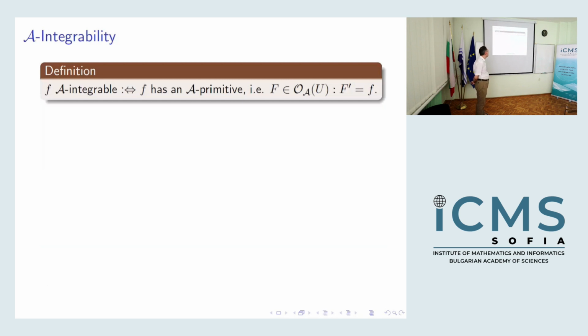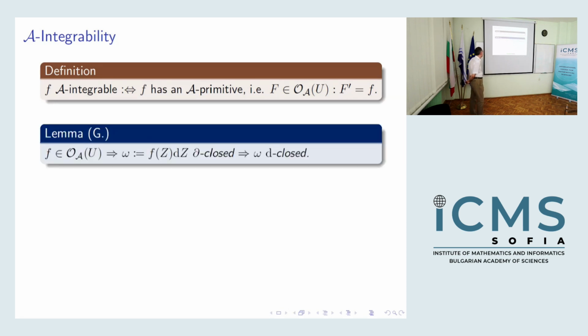Right, and so talking about differentiability, let's have a look at integrability. And so we call f A-integrable if f has a primitive, simply a differentiable antiderivative. And to answer the question of integrability, there is a small but very crucial lemma here that tells us that if f is A-holomorphic, then the associated A-valued one-differential form of f is del closed and hence also d closed.